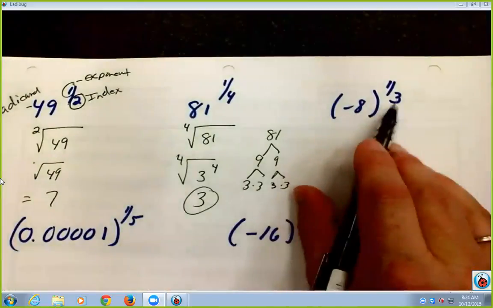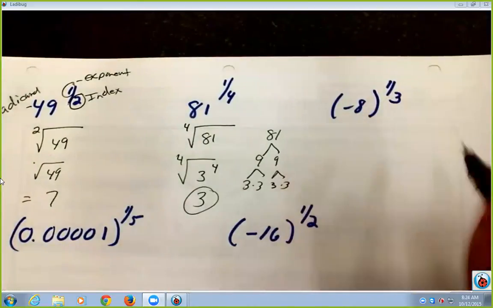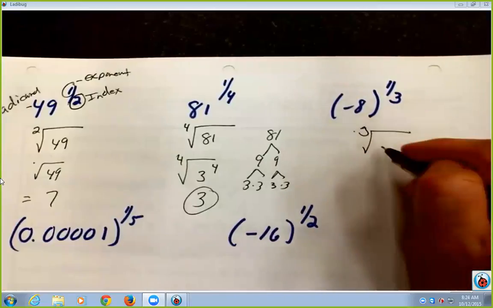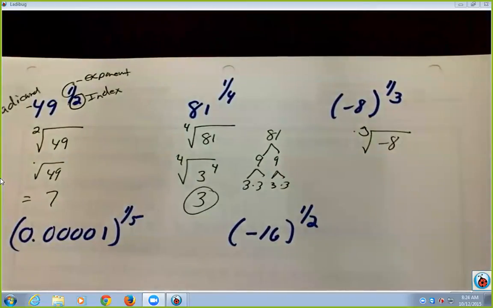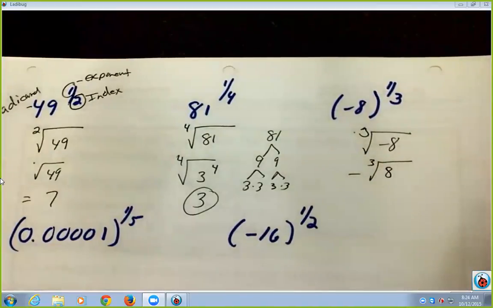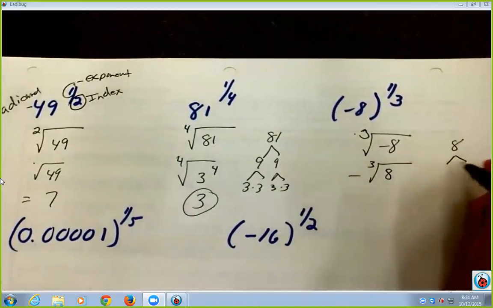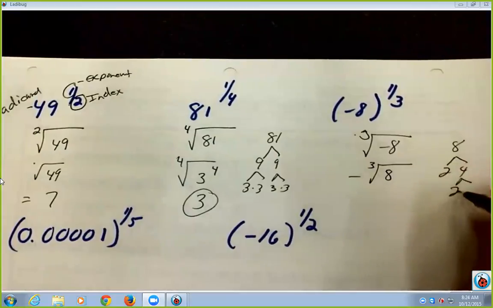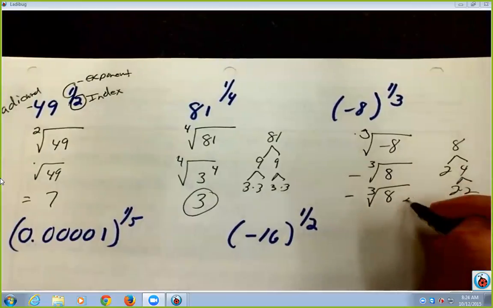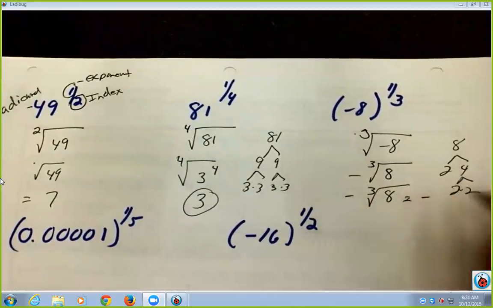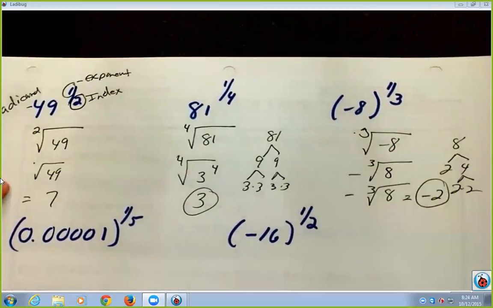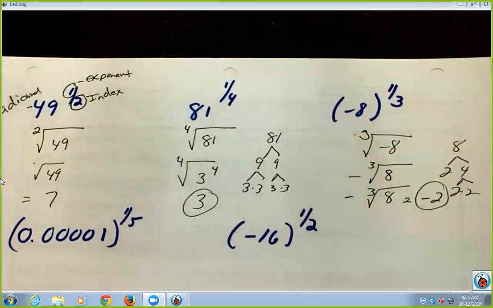Okay. This one, 3 is my index. Negative 8 is underneath. So the 3rd root of 8, if I break 8 apart, 8 is 2 times 4, and 4 is 2 times 2. Or I have the negative 3rd root of 8, which is really a negative 2 when I'm finished with it. Okay or not okay?